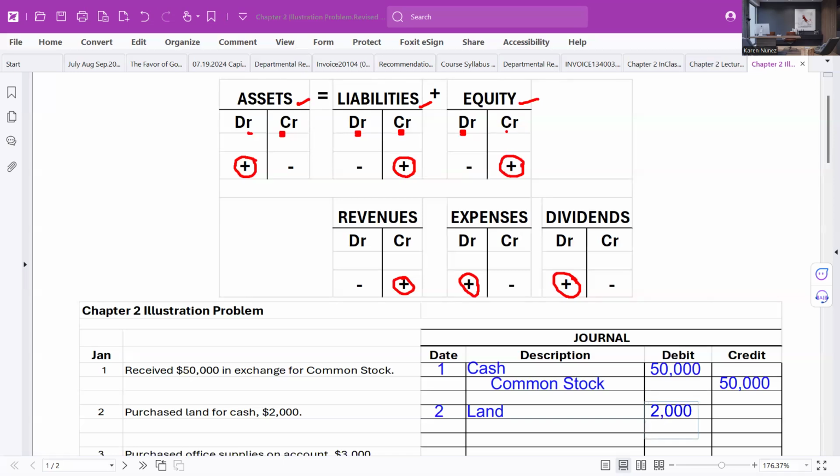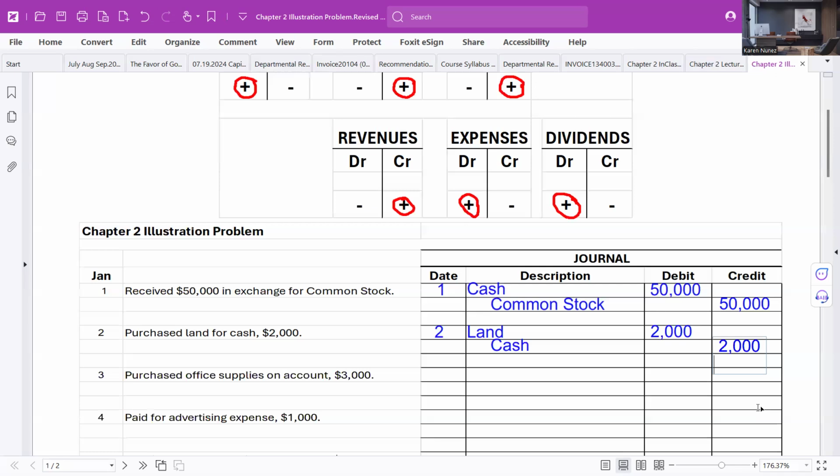And we're paying cash for the land. So paying cash means we need to decrease this asset called cash. How do we decrease an asset? Credit the asset account called cash for the $2,000. So we're going to credit that cash account for the $2,000. And the credit to the cash account is for the $2,000.